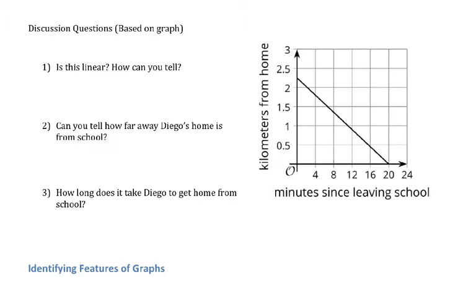All right, so after we did that activity in class, we then talked about some discussion questions, and it was also based on the graph. So here's the same graph, and we talked about, is this linear? And I think you all agreed that it was indeed linear. Yes, it was definitely linear. And how could we tell? Well, it was a straight line. Okay, that was important. We also talked about, or that we need to remember, that the line is going down.